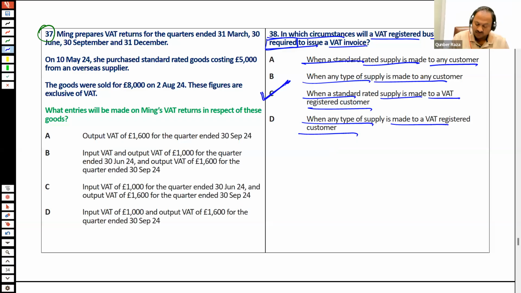Since the majority are with option C, I'm putting option C. Because if you look here, the words any customer are wrong. Here, any type of supply and any customer is wrong. Here, any type of supply is wrong. This part is correct.